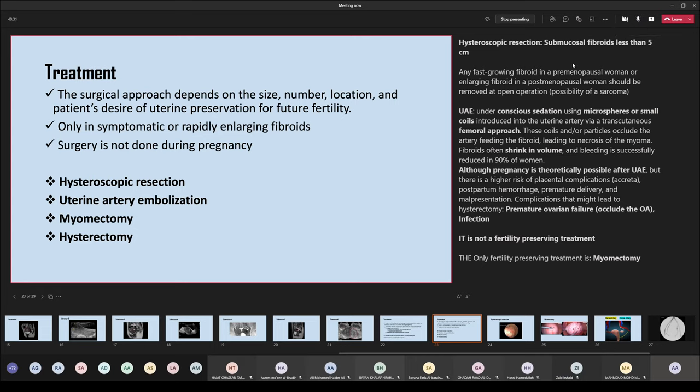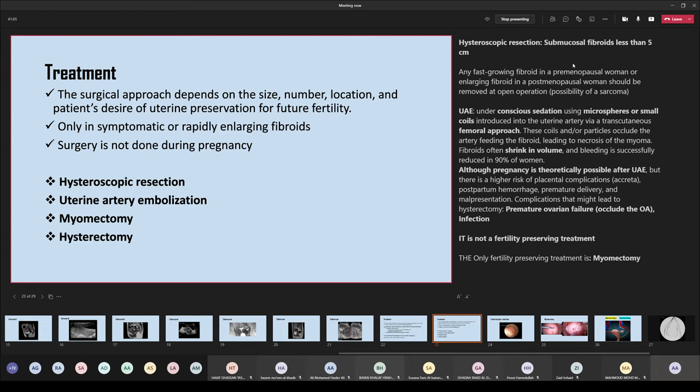Doctor, we have many options depending again on the size, number, location. Hysteroscopic resection is usually reserved for submucosal fibroids less than 5 centimeters. One note before completing: any fast-growing fibroid in a premenopausal woman or enlarged fibroid in a postmenopausal woman should be removed at open operation because there's a possibility of a sarcoma. I read this in the book.